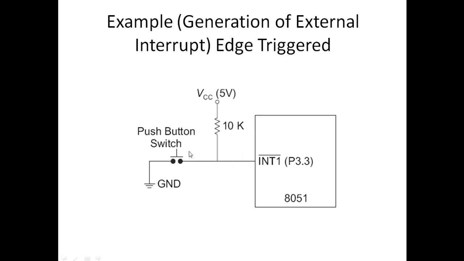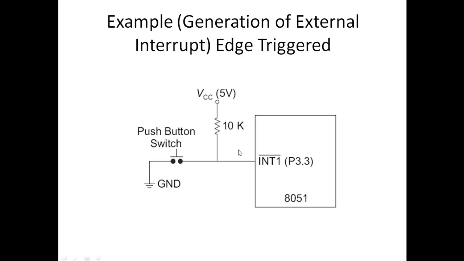If you want edge triggering, I have constructed a circuit here. I am using interrupt 1, which is bit number 3 of port number 3, the one available here. I want to make it an edge trigger, so I will do that with the help of software in the TCON.